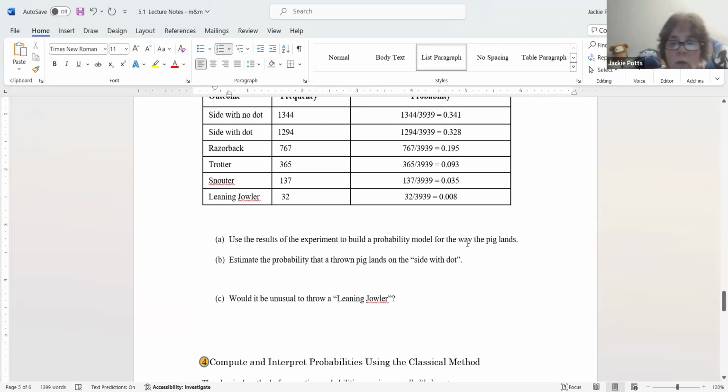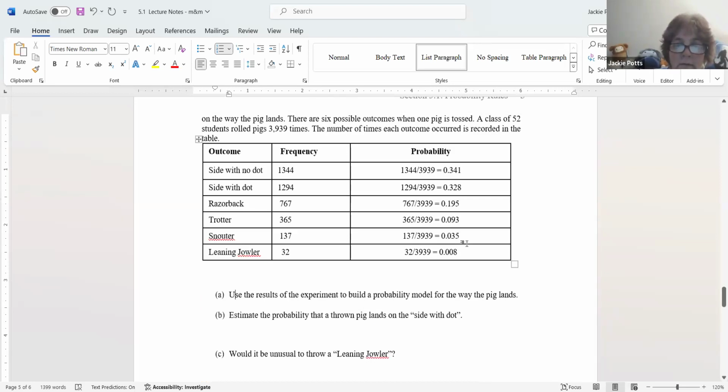It says, using results, what's the probability model for the way the pig lands? So we built the probability table. Part A: estimate the probability that a thrown pig lands on the side with the dot. Well, that would be 0.328 or 32.8%. Again, when do we write it as a percentage versus a decimal? When we interpret it and put it in sentence and word form, we use a percentage. When we're just writing an answer, we leave it as a decimal.